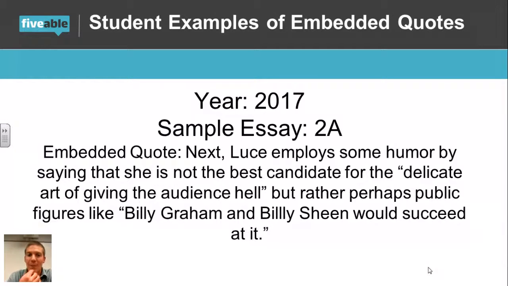This one she did quote more, but it's still effective. And sometimes it is going to be more than two or three words. Delicate art of giving the audience hell. And then her second quote, Billy Graham and Billy Sheen succeed at it. Now, the first word of the sentence is next. So clearly we're still in context. And she says, Luce employs some humor by saying that she is not the best candidate. So the strategy is humor, but she's still putting it in context.